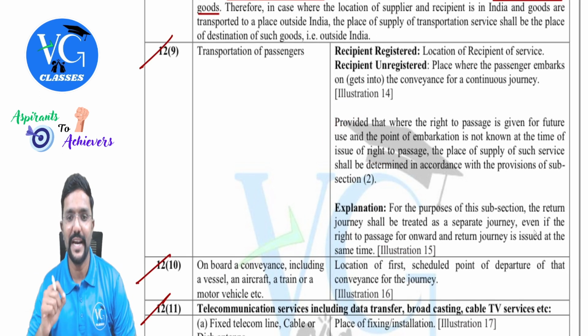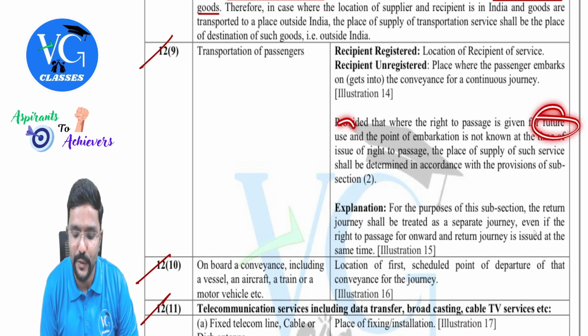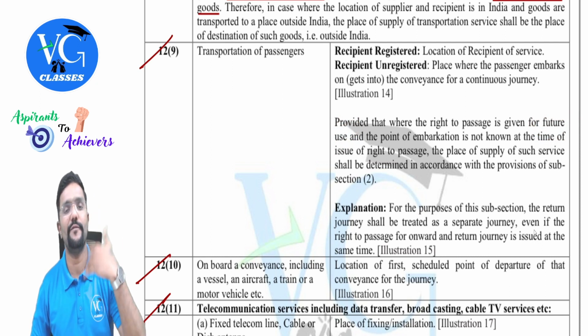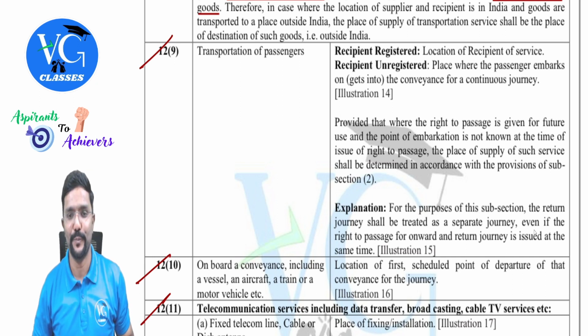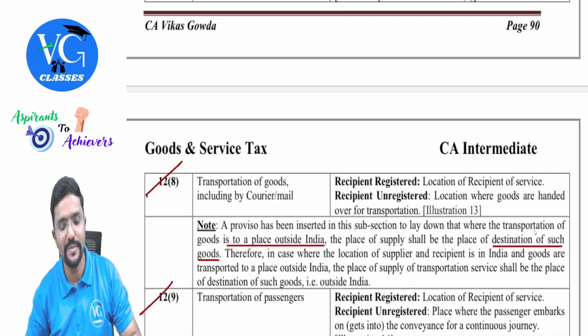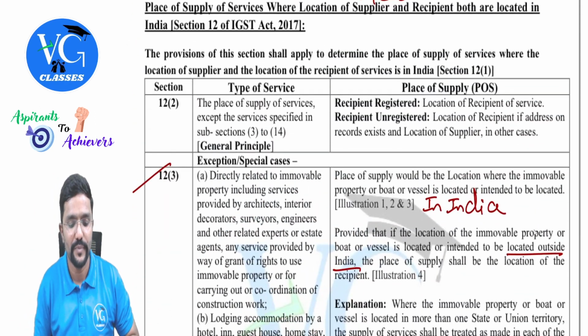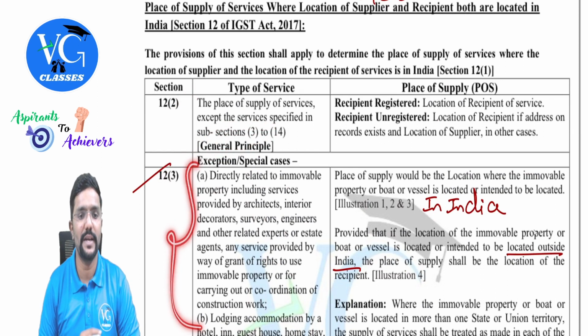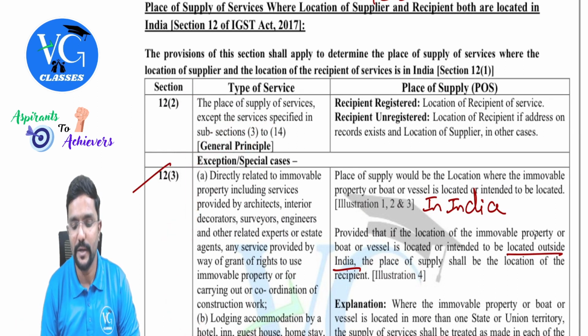Provided that where the right to passage is given for a future use and the point of embarkation is not known at the time of issue of right to passage, means you have purchased the ticket for future travel, but you don't know what is the starting point as of now, the place of supply of such service shall be determined in accordance with the provisions of subsection 2. Subsection 2 means general provision, general principle. Whatever is there under this, everything is special. Now we are coming back to this.